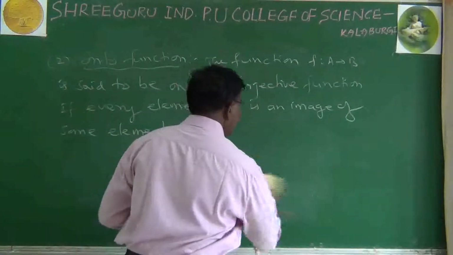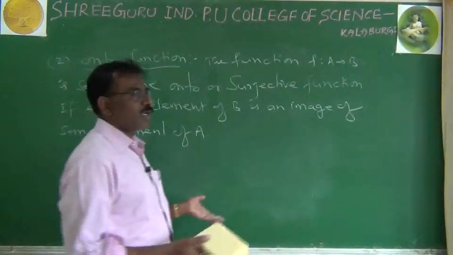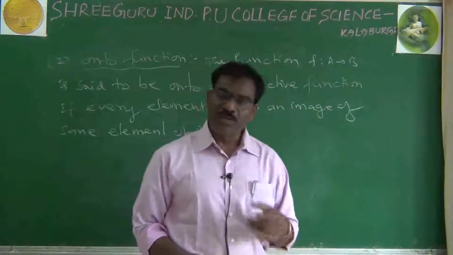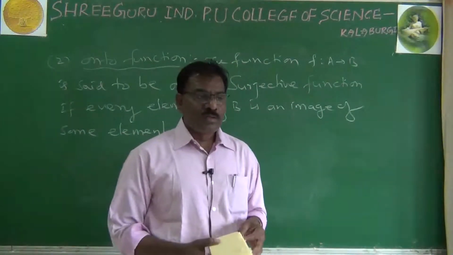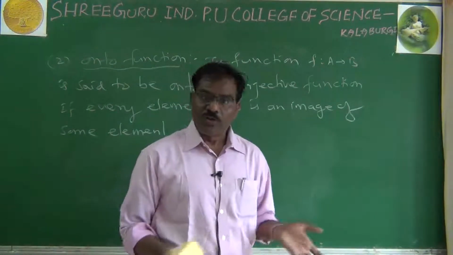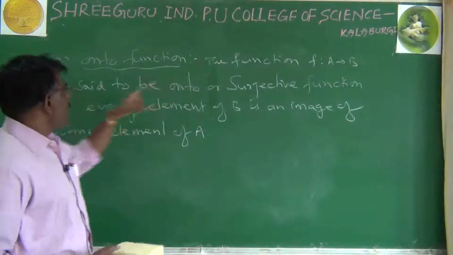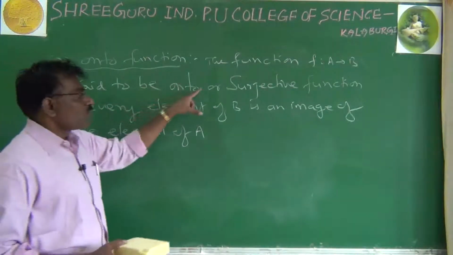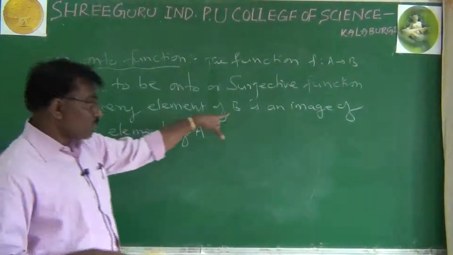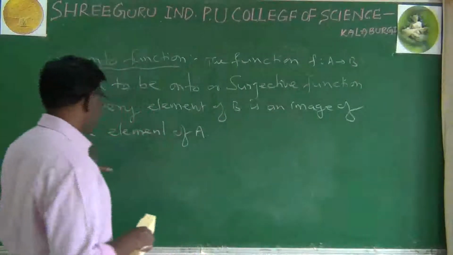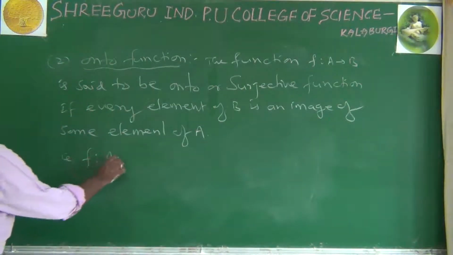So this is a very important definition. Define onto: sometimes it is a 2 marks question, and even in problems they will ask for the definition of onto, and ask whether the given function is onto or not. Repeating once again, the function f from A to B is said to be an onto function or surjective function if every element of codomain B is an image of some element of A.